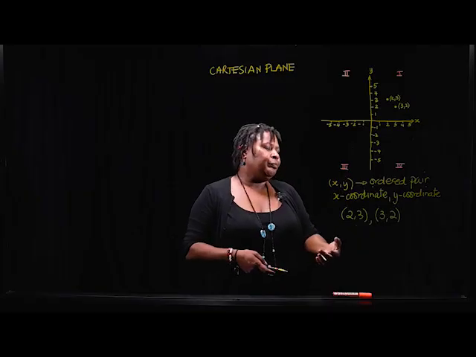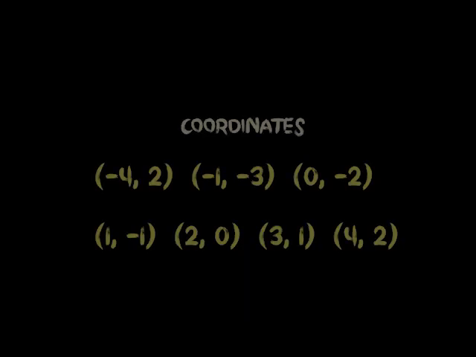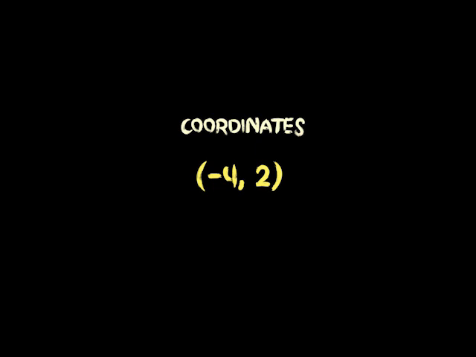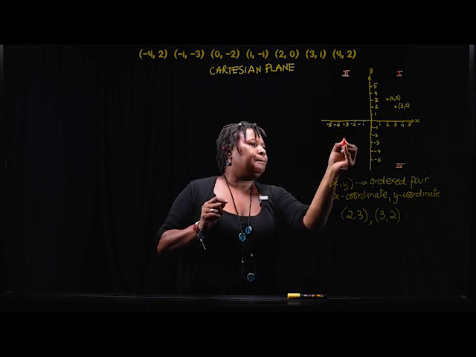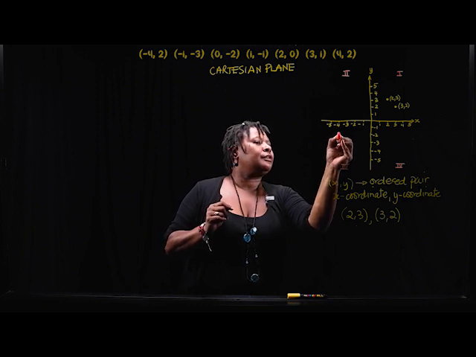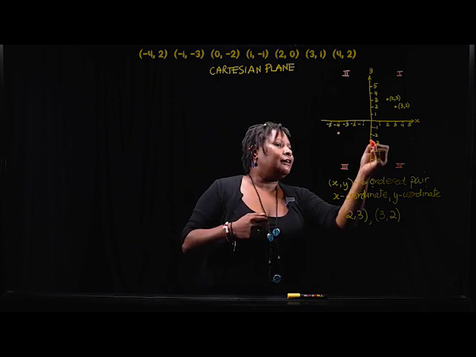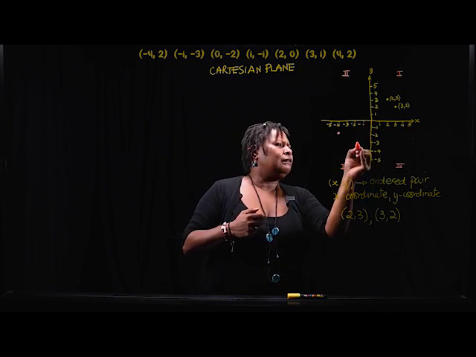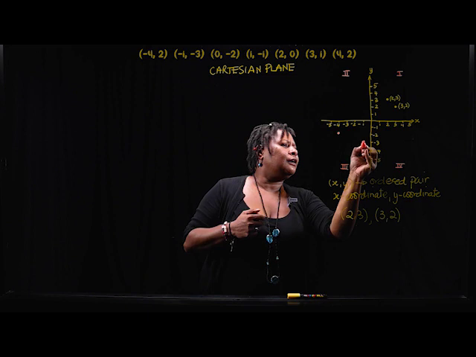Now, let's say we have a set of coordinates. The first point will be -4, -2. Remember, x before y. So -4 is here and -2 is here. So we plot that point first. Then we have -1 and -3. Sorry, it's right here.